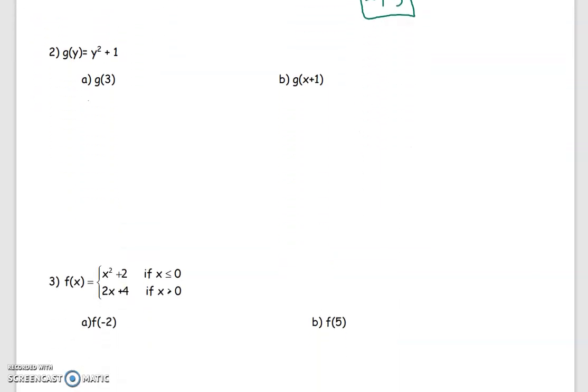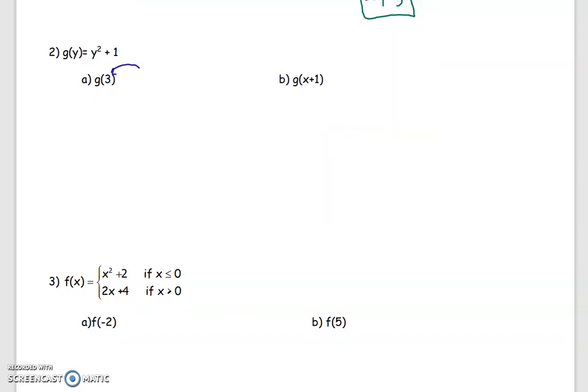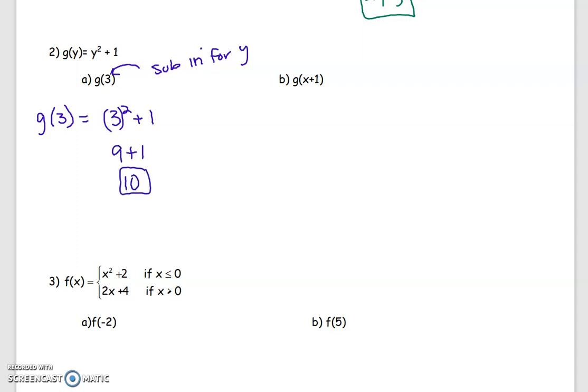All right, let's take a look at number 2. Number 2, we're going to plug in 3 in for y. So sub in for y. So g of 3 is going to be 3 squared plus 1. 3 squared is 9. 9 plus 1 is 10.